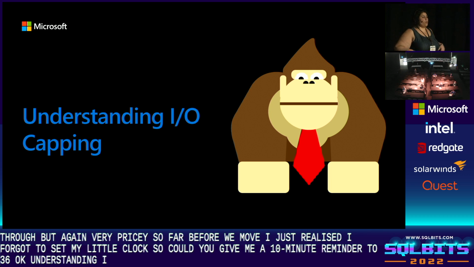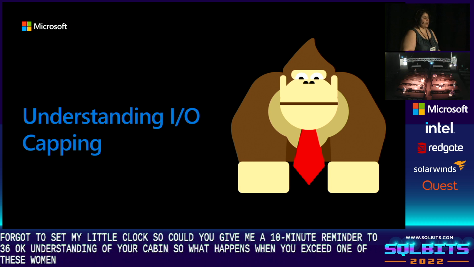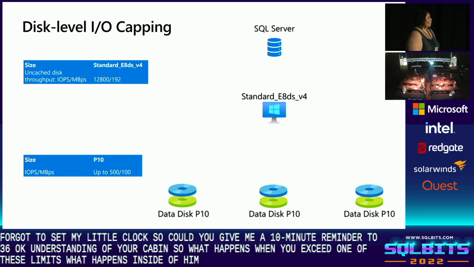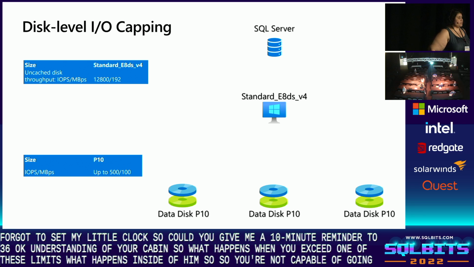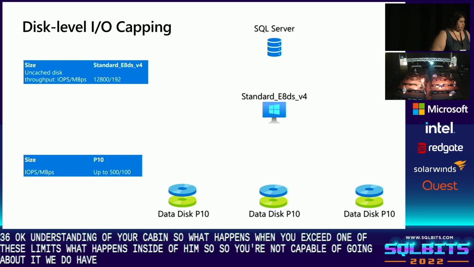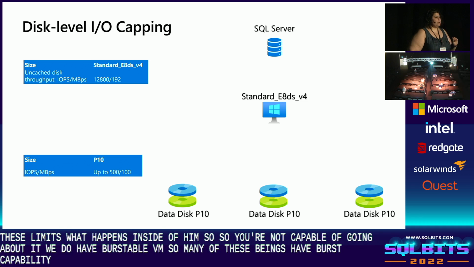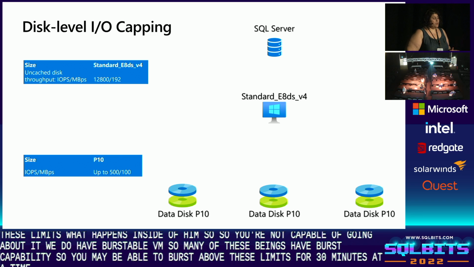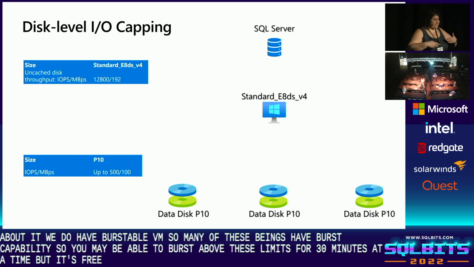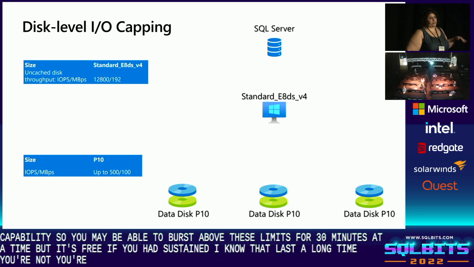Understanding I/O capping. So what happens when you exceed one of these limits? What happens inside the VM? So basically what happens is we cap your I/O. So your VM is not capable of going above these limits. We do have burstable VMs. So many of these VMs have burst capability. So you may be able to burst above these limits for, say, 30 minutes at a time. But if you have sustained I/O that lasts a long time, you're going to get throttled at these limits.